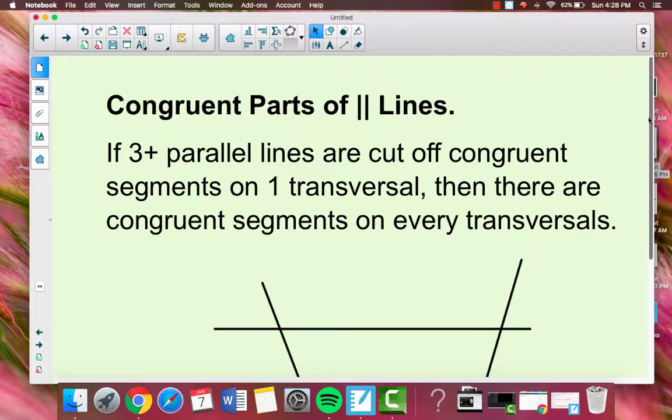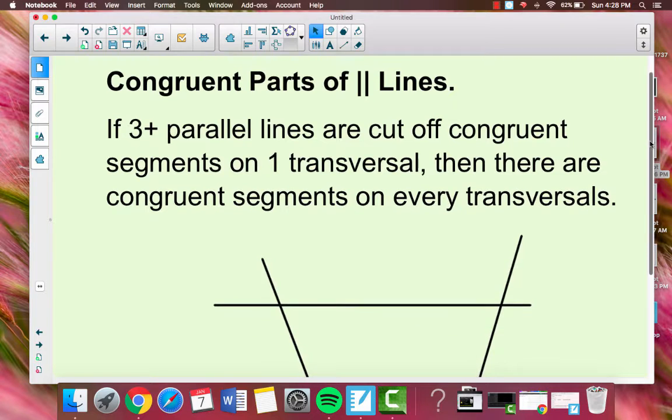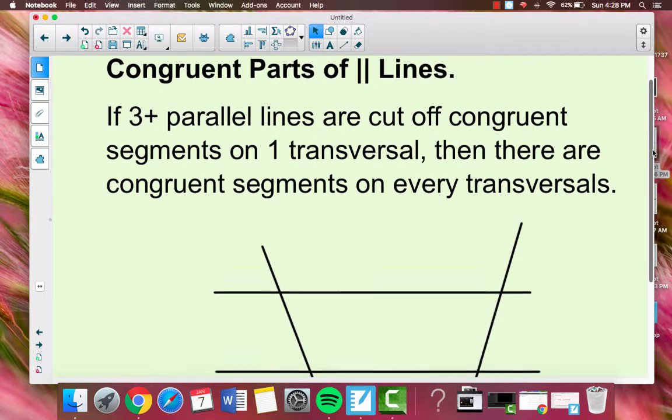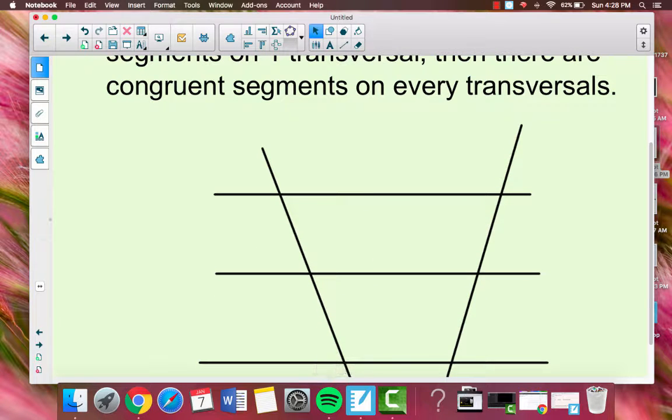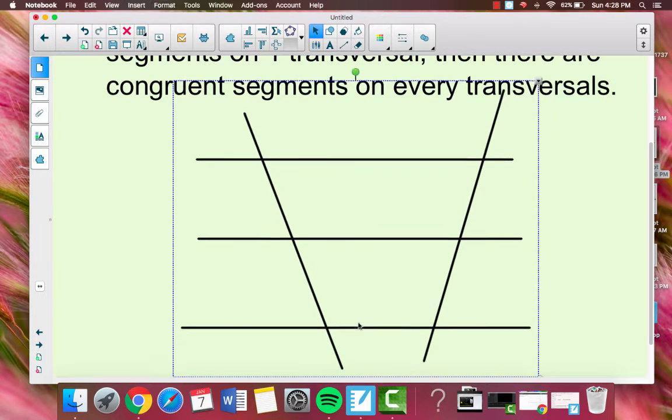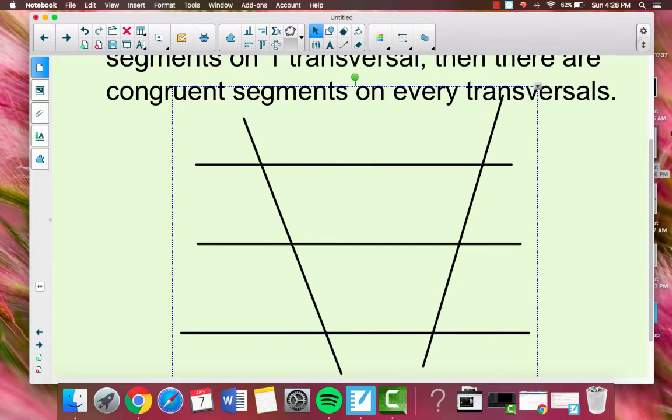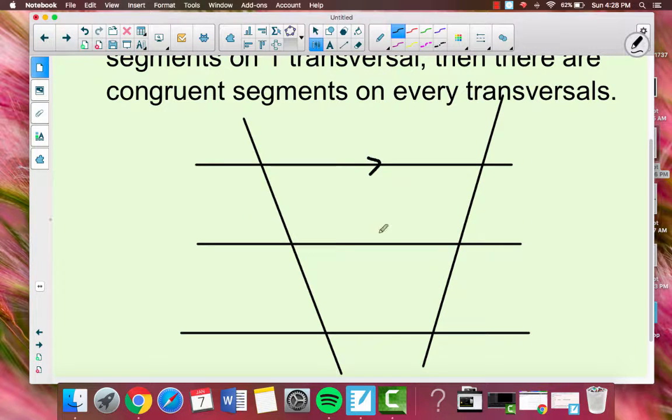And then the last one is same situation, but this time we're talking about congruent parts. So here we still have 3 parallel lines cut by transversals. So let me see if I can move this up just a little bit. So we've got the 3 parallel lines that are here, and I'm always drawing these the same way, but the picture might be turned on its side, so don't let that fool you.